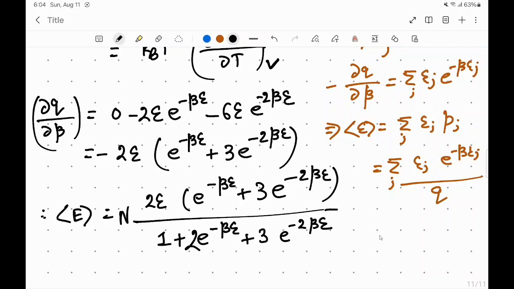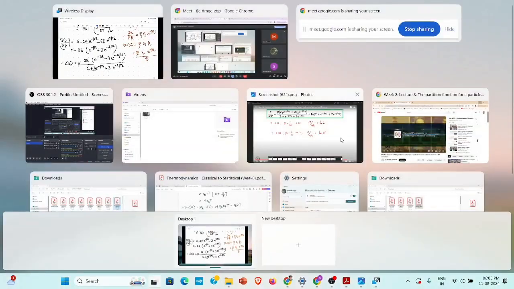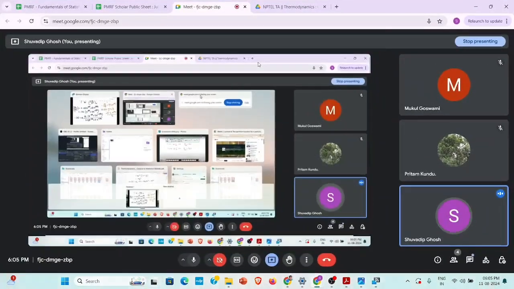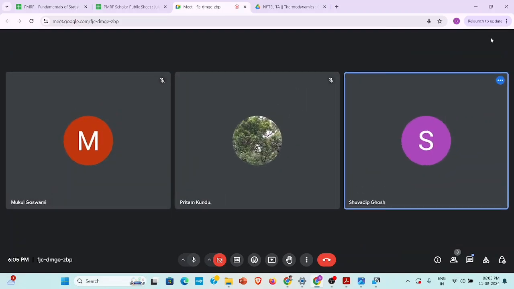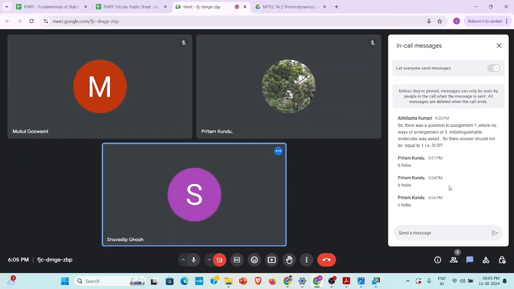Okay. Thank you. Now let me stop sharing first. If any message was there, while sharing the screen I can't see the messages, so you can directly unmute and ask. Don't need to write.